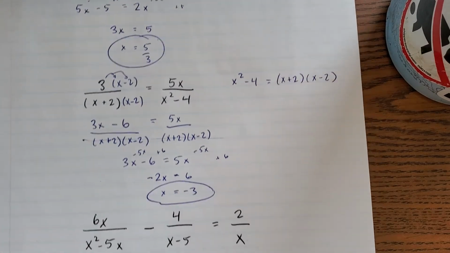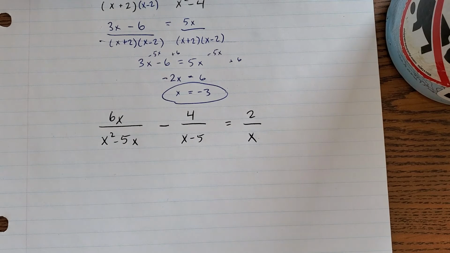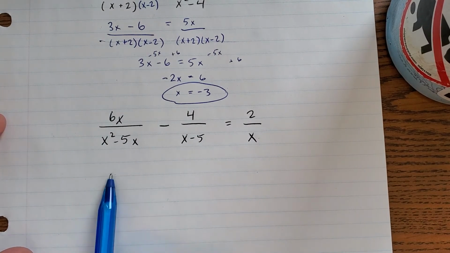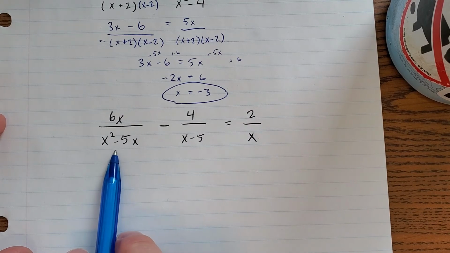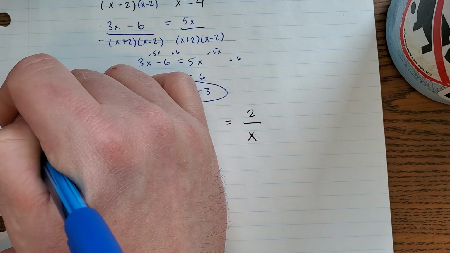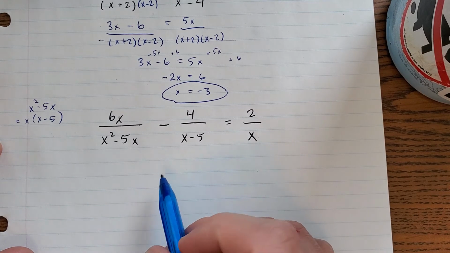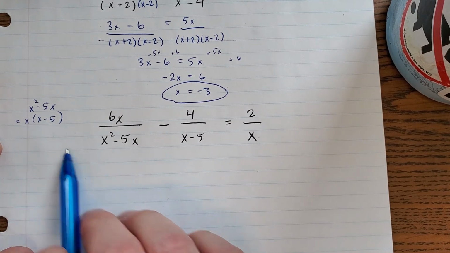Alright, the last one here involves 3 expressions. So it's a little more challenging, but we'll get there. Alright. This guy can be factored. Maybe I'll just squeeze it right here. I can factor an x, and then it'll be multiplied by x minus 5. Alright, so x times x minus 5.